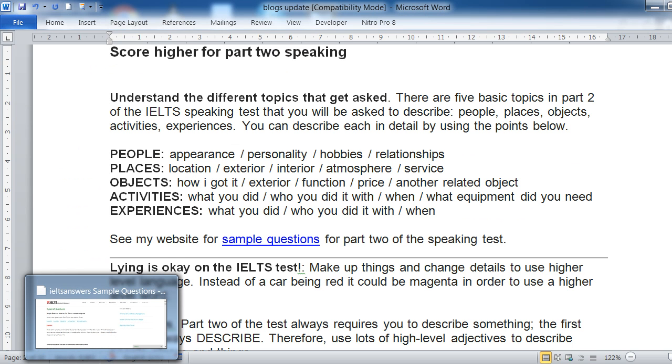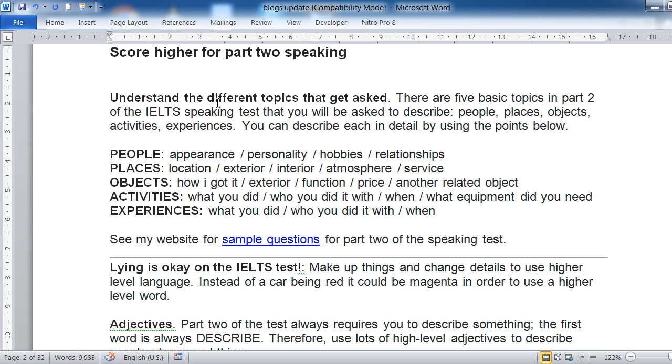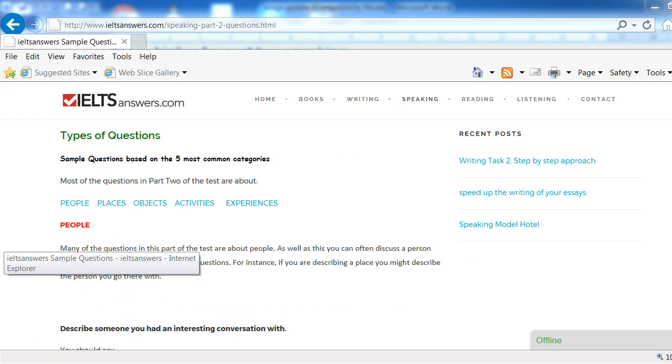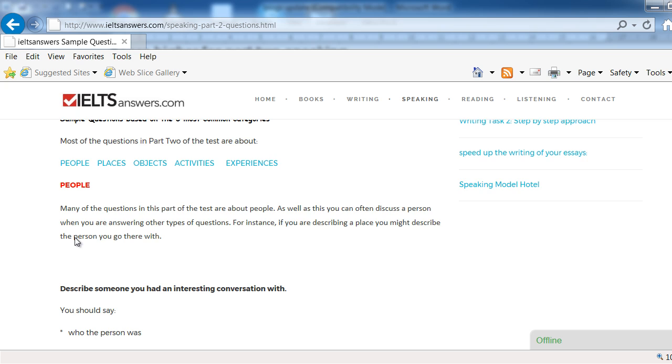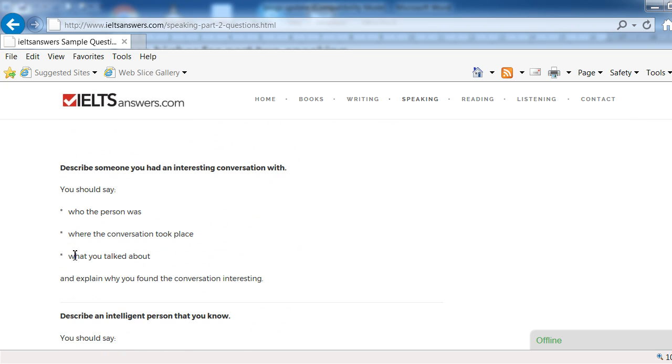So one of my first suggestions is that you try and understand the different topics that get asked. And basically, from my experience as an examiner and IELTS tutor, I've broken these down into 5 different themes. So we can see people, places, objects, activities, and experiences. And I've done the same thing on my website. You can see questions under each of the categories.